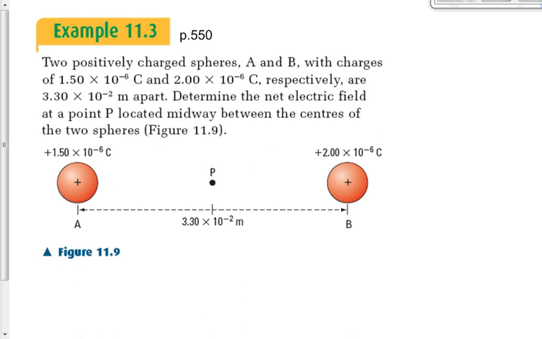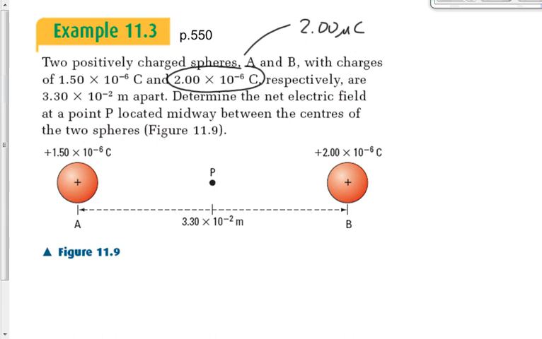It says two positively charged spheres, A and B, 1.5 times 10 to the minus 6 coulombs, 2.0 times 10 to the minus 6 coulombs. This could have been expressed, and it often will be on a test, not as 2.00 times 10 to the minus 6, but as 2.00 microcoulombs. We've got to be able to do that conversion, right?